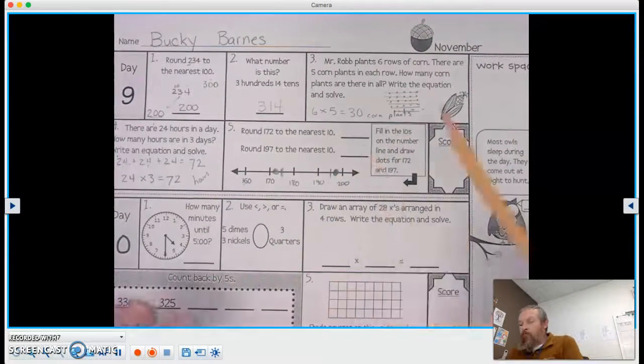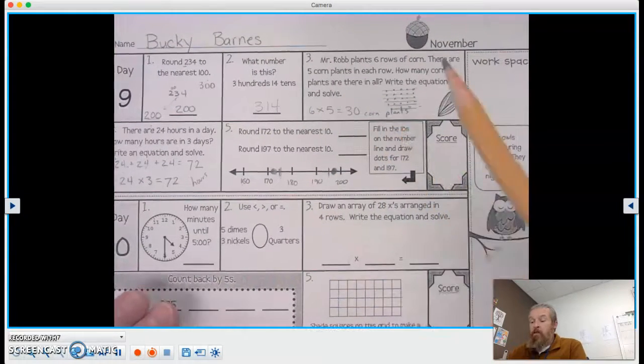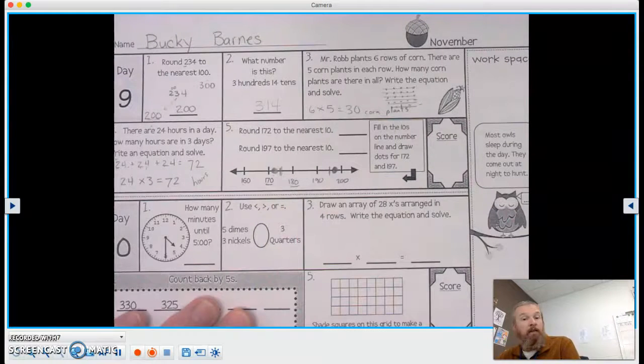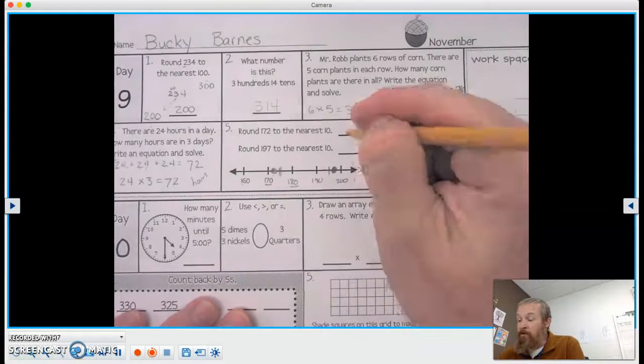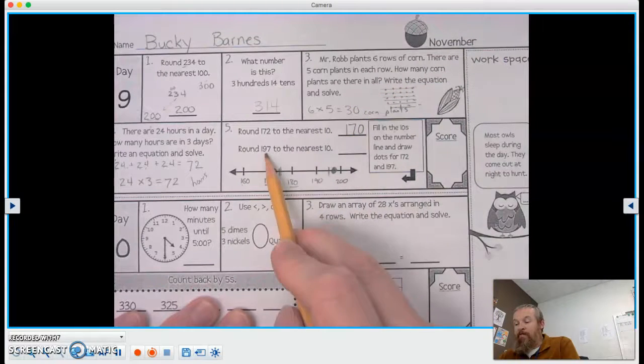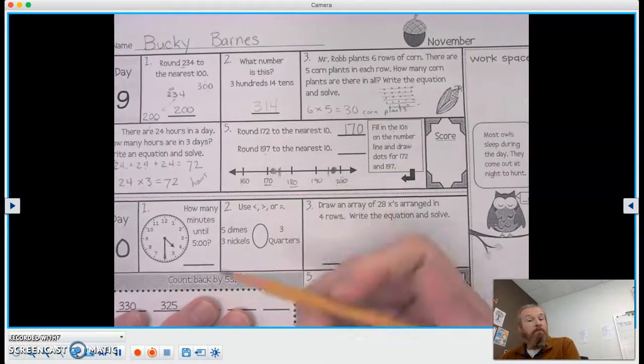All right. Now we're rounding to the nearest 10. So 172, is it closer to 170 or closer to 180? Well, it's closer to 170. Very nice. And 197, it's closer to 200.